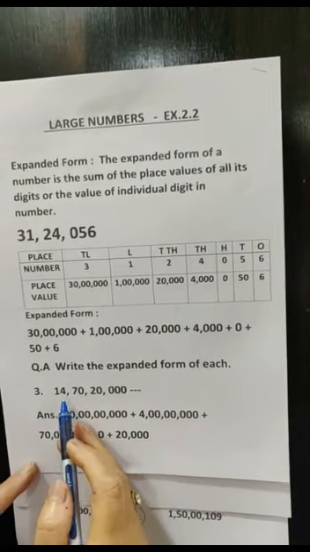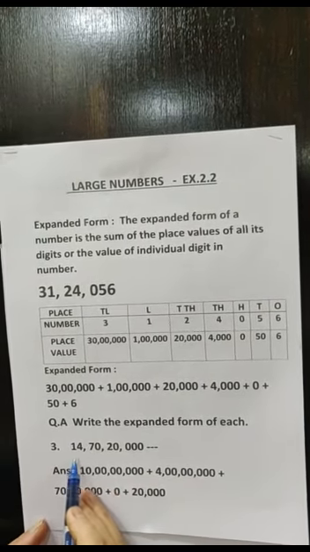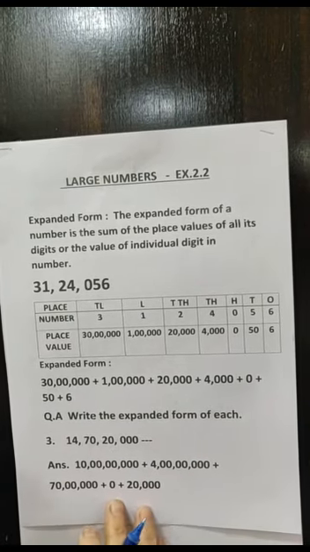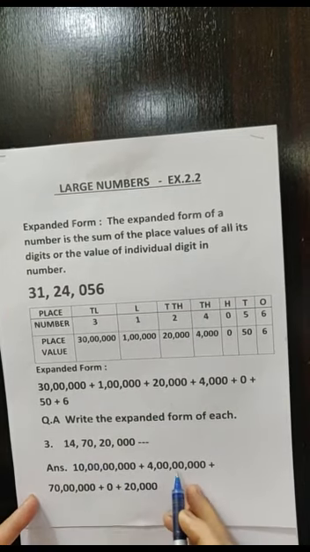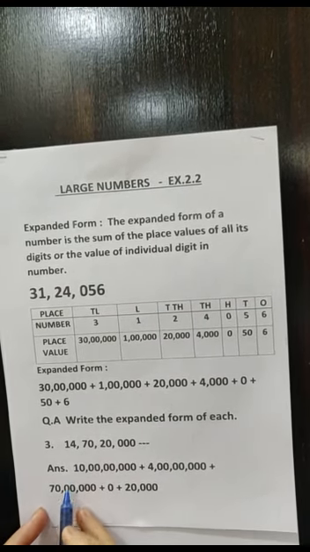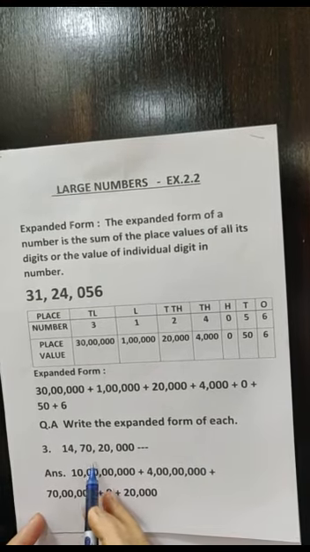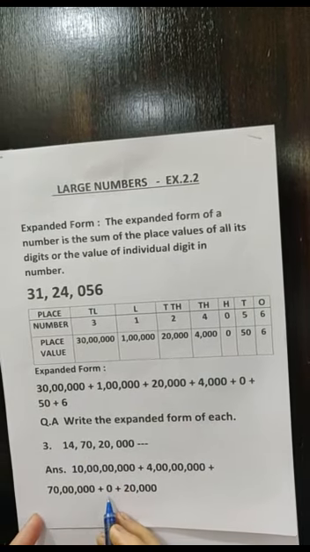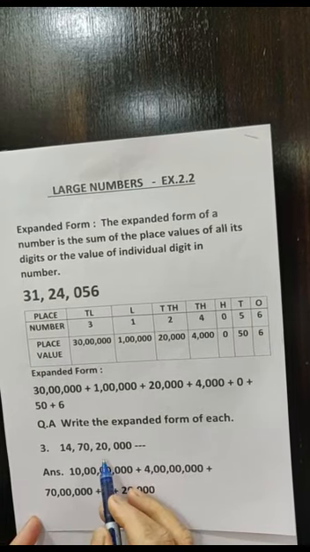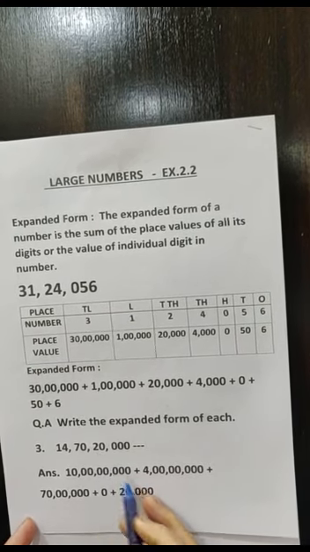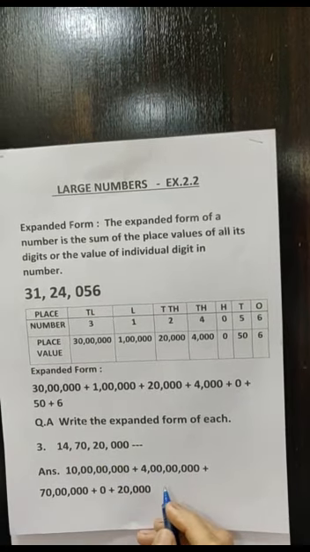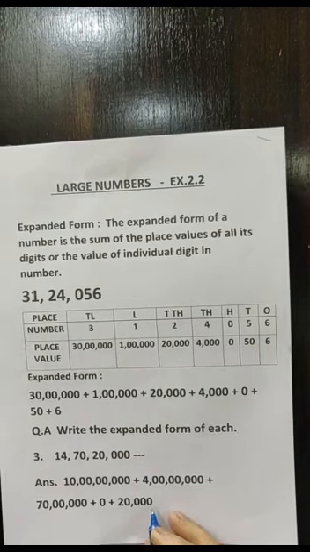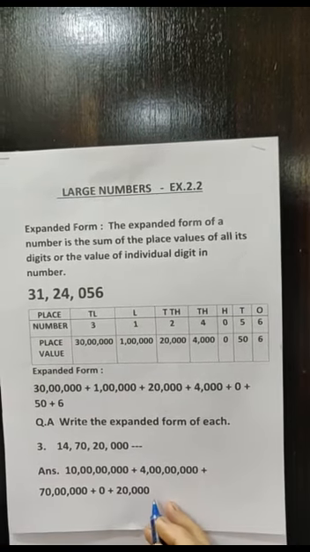Here we have to expand this number, 14 crore 70 lakh 20,000. So place value of 1 is here 10 crore. Place value of 4 is 4 crore. Place value of 7 is 70 lakh. There is no lakh place, so we will put 0 here. Then place value of 2 is 20,000 and there are zeros there. So we will complete here only because there is no other number beyond 20,000. This way we have to expand.